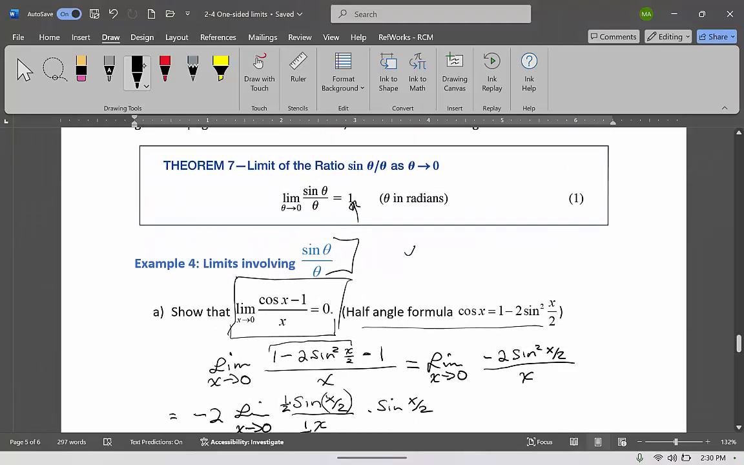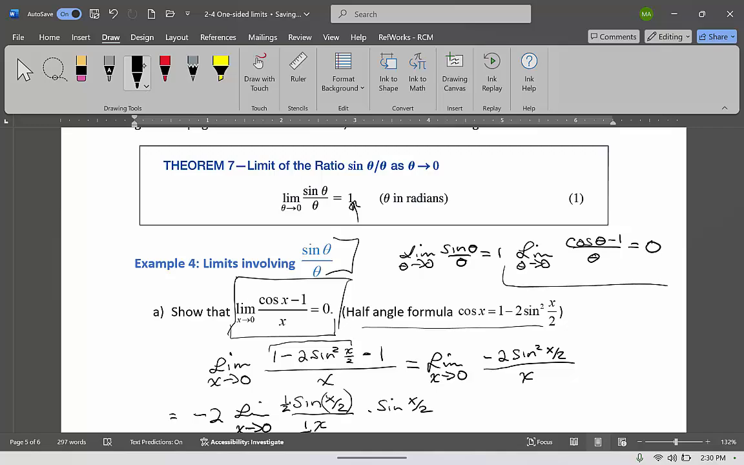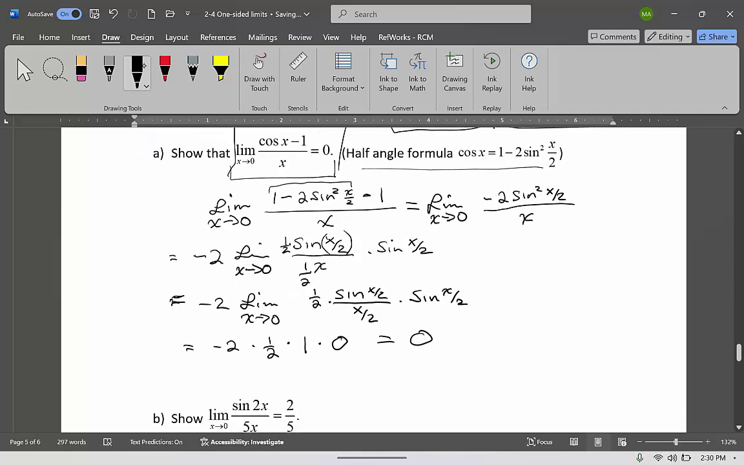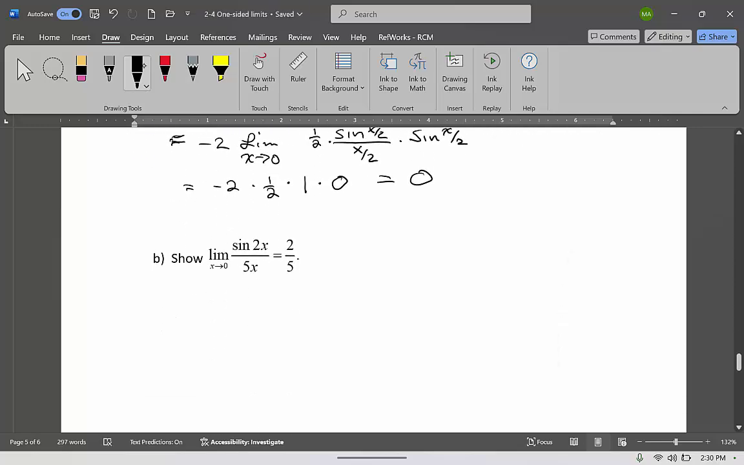So now we have basically two things that we can use. If I can write something as the limit as theta approaches 0 of sine theta over theta, we know that this is equal to 1. And we also just showed that the limit as theta approaches 0 of cosine theta minus 1 over theta is going to equal 0. Okay? And so we can actually use both of these things to prove limits. All right, so here's another example using that.